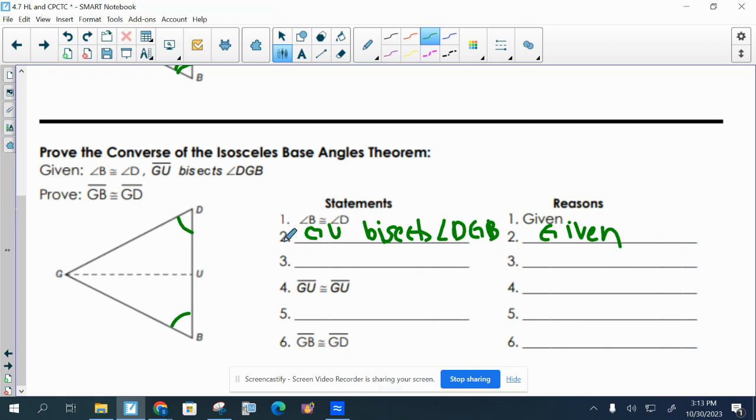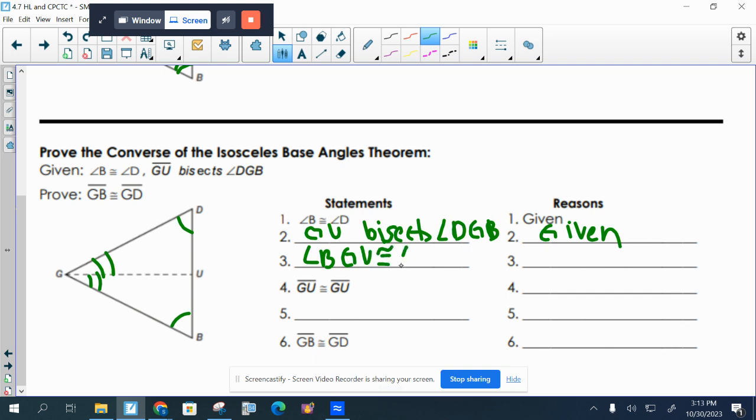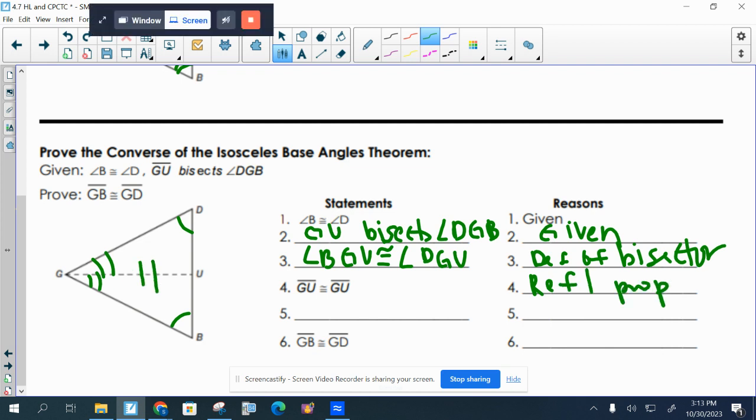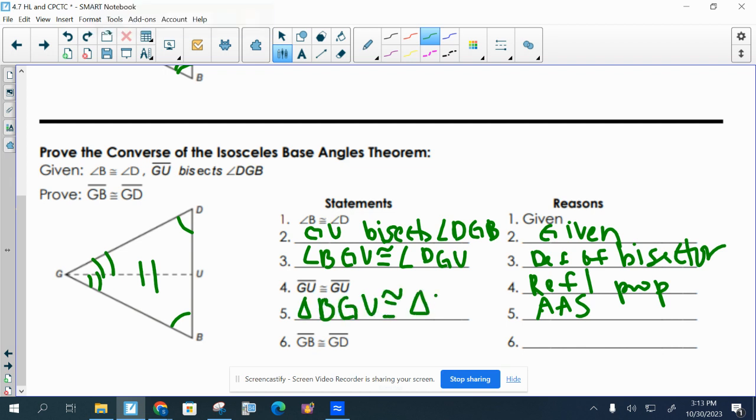And then because it does bisect, then you have these angles and these two angles. So then that's angle BGU congruent to angle DGU. Definition of bisector. Reflexive property. Now this one though is angle side because the side isn't included. So this is angle side, and we'll name the two triangles. So triangle BGU congruent to triangle DGU.